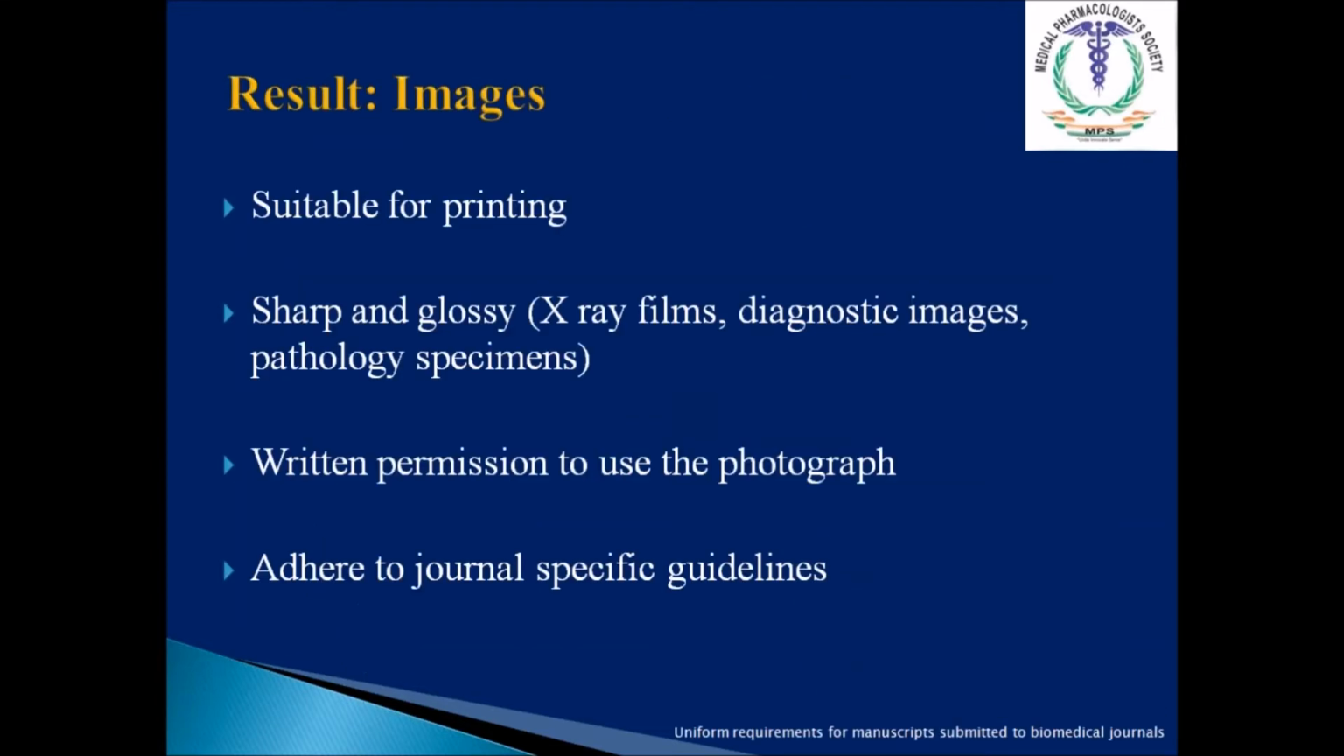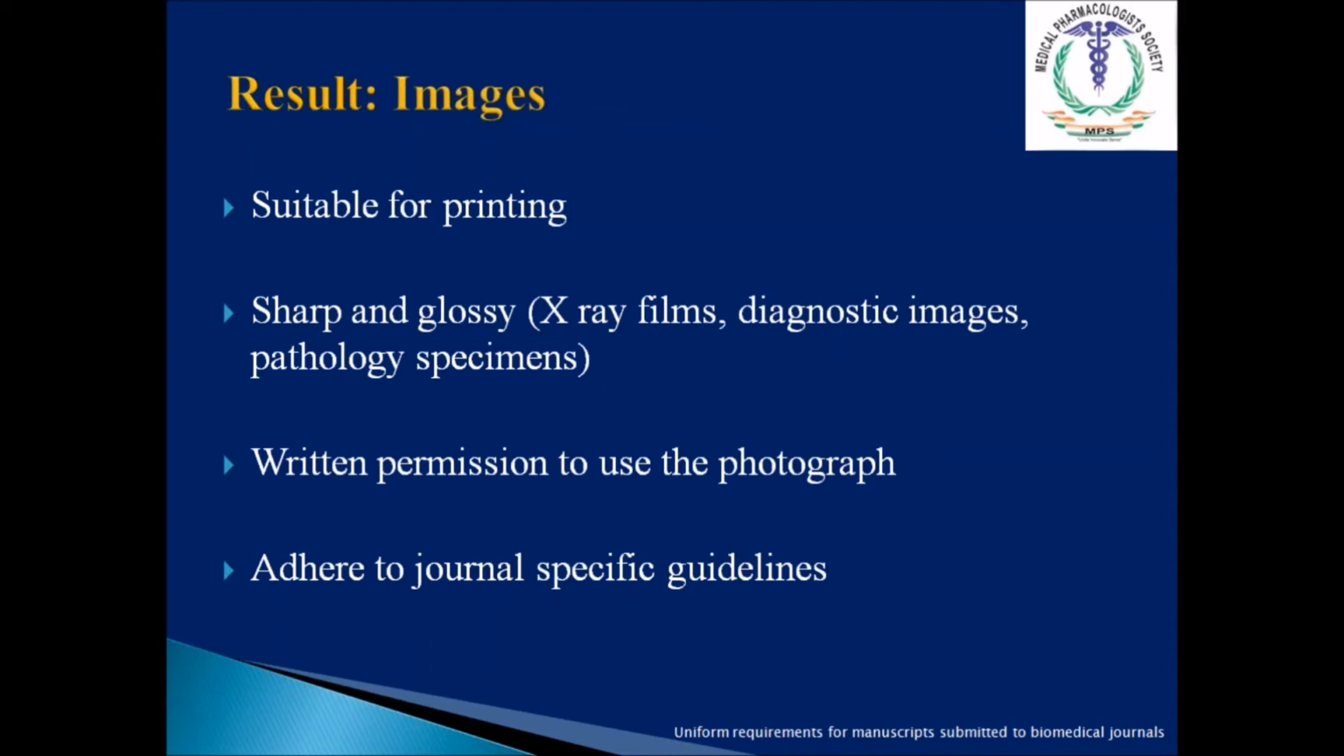If your article has images, for example X-ray films or pictures, diagrams, diagnostic images, or photos of pathology specimens, make sure that they are suitable for printing, because once your paper gets accepted and published, they want to print the journal. So your image should be suitable for printing. Otherwise, the image can be very blurred and then it doesn't look good on the published paper. Therefore, we need to have images which are sharp and glossy.